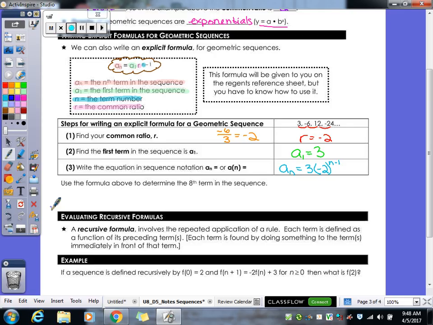So they want us to use this formula to determine our 8th term of the sequence. So I'm going to look for my a sub 8. I'm going to plug in an 8 for my n. So that's 3 times -2 to the 8 minus 1. Yep. So that's 3 times -2 to the 7th. Then you can just use your calculator. Does everybody agree?